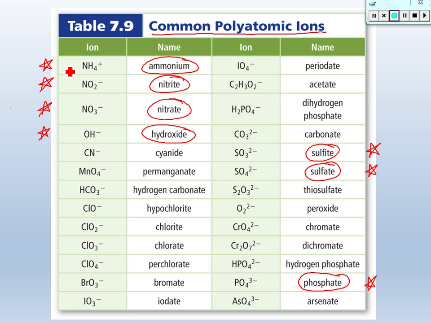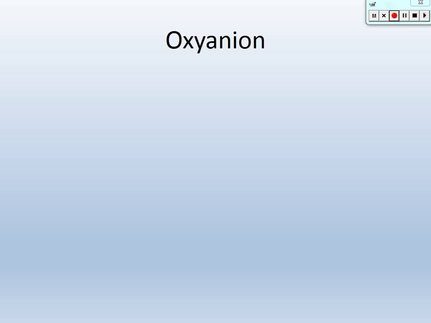Just something to pay attention to there. Also, another thing you might notice: NO2 and NO3 are very similar. Look at how their names end in ite and ate. SO3 and SO4 are very similar too. Look at how their names end: sulfite and sulfate. A lot of times you'll see the ending just change a little bit. Okay, we almost got this part.